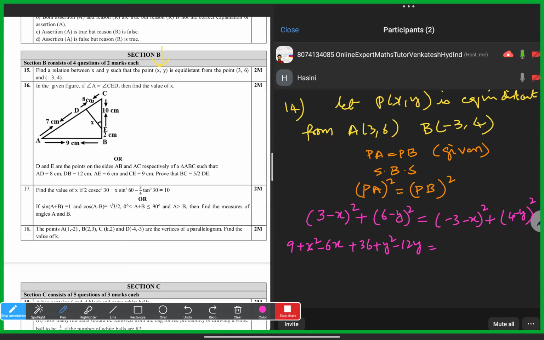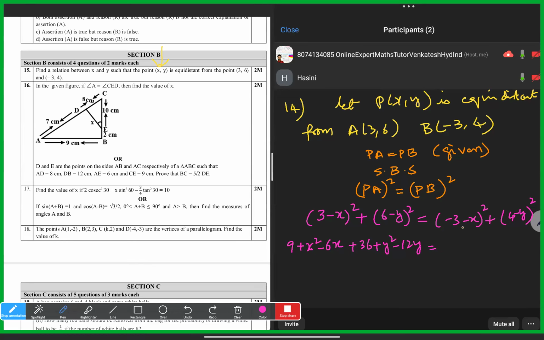Whenever both are minus, Hasni, simply you can apply a plus b whole square. The reason is, if you apply a minus b whole square also, here a is negative, so when you write minus 2ab, it will become plus only. Minus 2 into a, which is minus 3, so minus of minus is plus. So whenever both numbers are minus, you can directly imagine a plus b whole square.